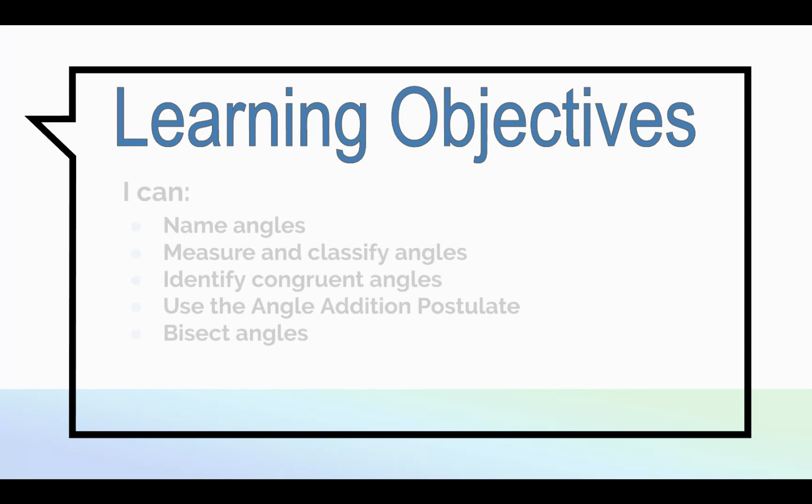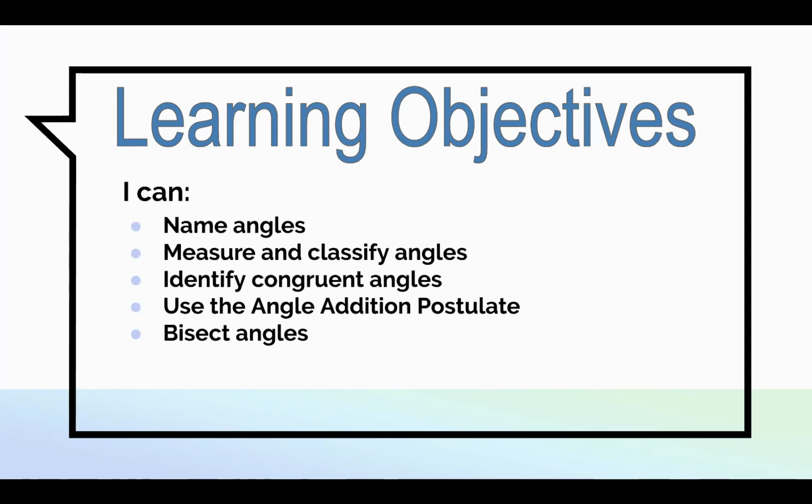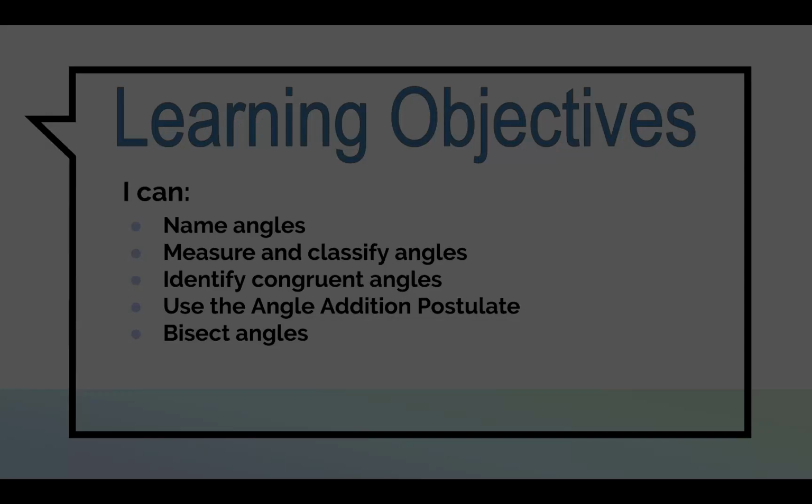Okay, so your learning objectives are: you are going to be able to name angles, measure and classify angles, identify congruent angles, use the angle addition postulate, and bisect angles. I'm going to teach you how to bisect angles. I'm going to teach you all the constructions in the next video, but I'm going to teach you everything else about angles in this video.